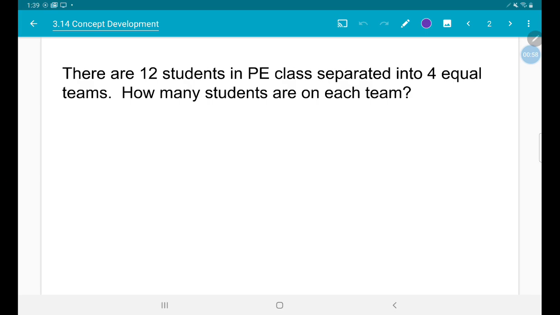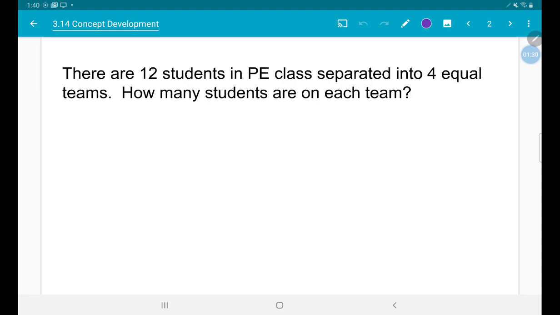There are 12 students in PE class separated into 4 equal teams. How many students are on each team? That's exactly the question. How could you draw a model to show that there are 12 students in PE class separated into 4 equal teams?